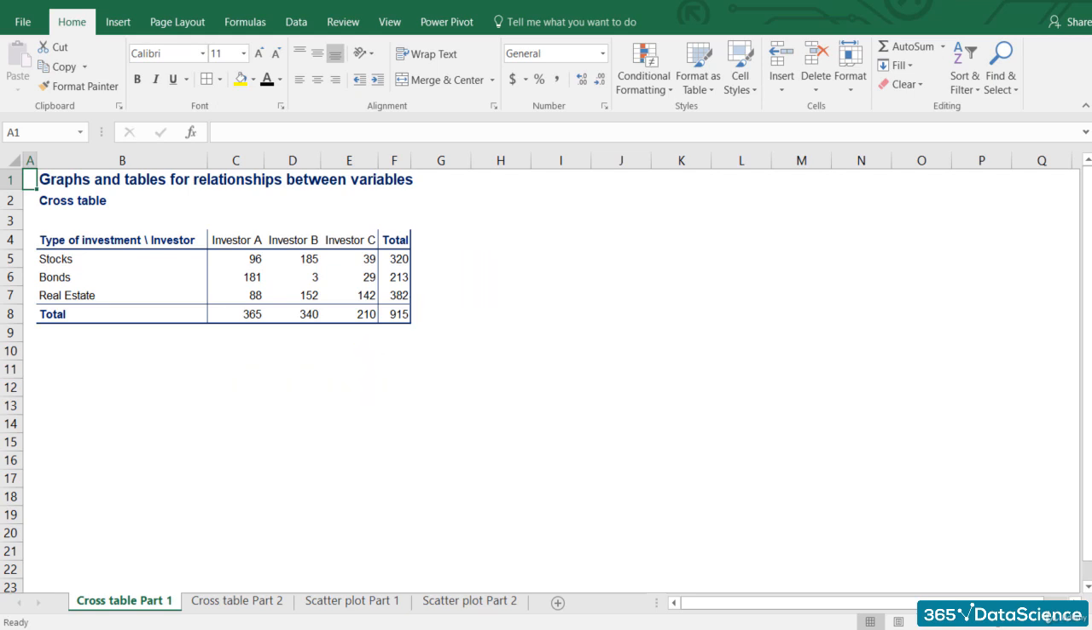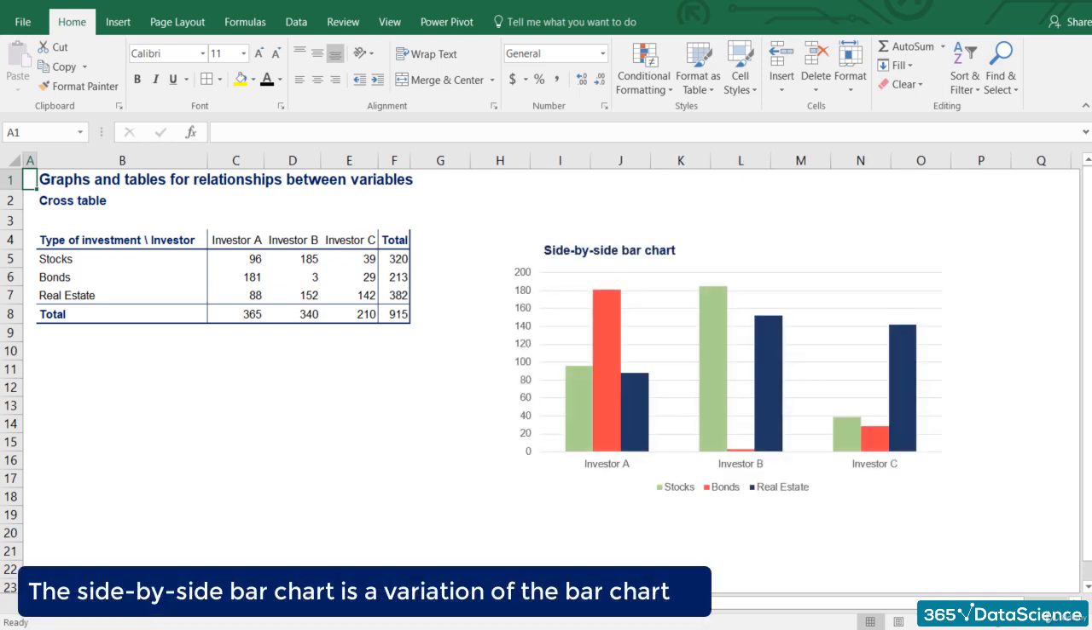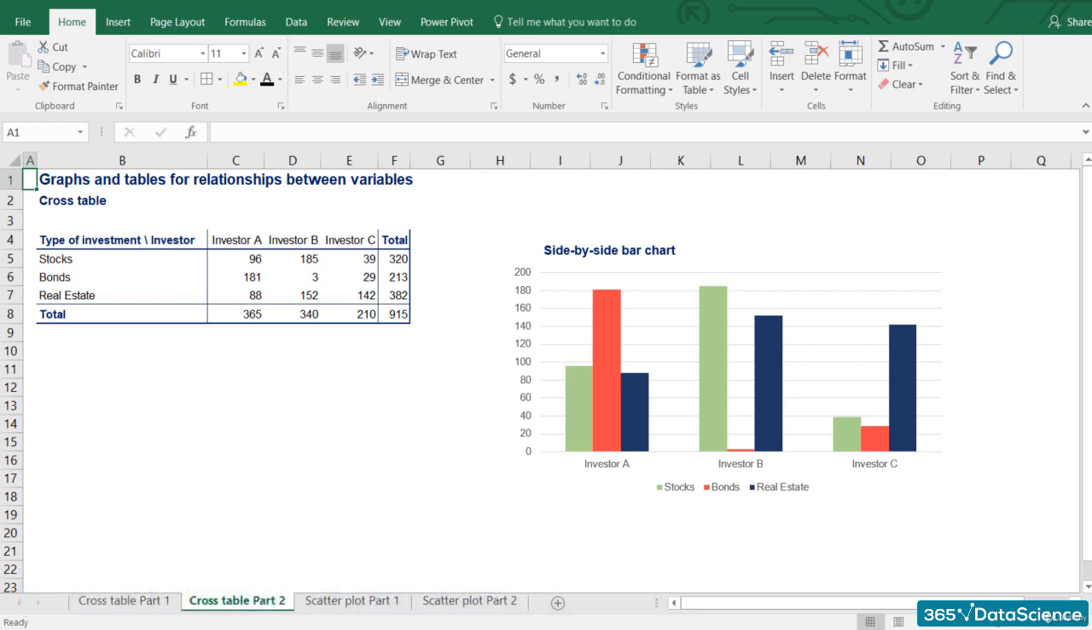A very useful chart in such cases is a variation of the bar chart called the side-by-side bar chart. It represents the holdings of each investor in the different types of assets. Stocks are in green, bonds are in red, and real estate is in blue. The name of this type of chart comes from the fact that for each investor, the categories of assets are represented side by side. In this way, we can easily compare asset holdings for a specific investor or among investors.